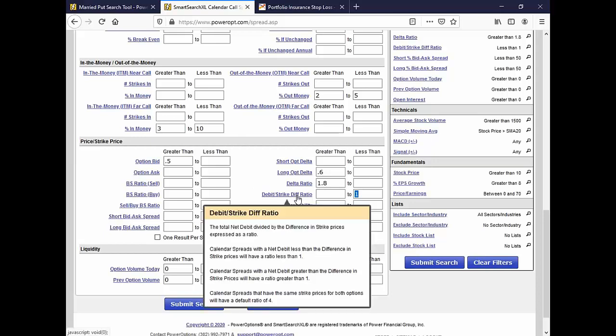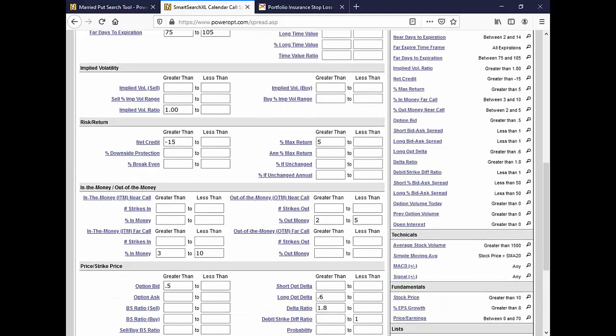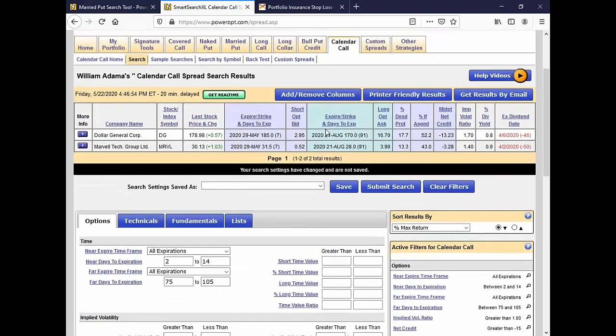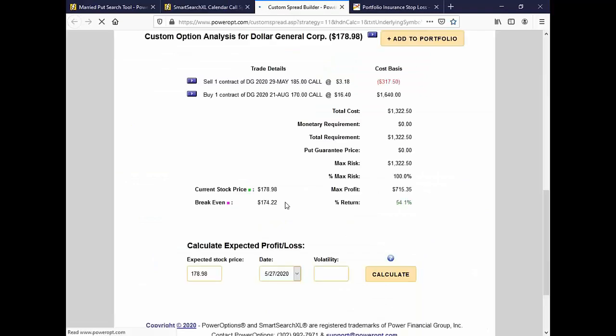But this debit to strike difference ratio, this is the net debit that you're paying to enter the diagonal spread divided by the difference in strike prices. And I always want this to be less than 1. Jim, let's talk about why. We're going to use the Dollar General one, so I'm not messing around with these 50-cent strike differences. But let's just take a look at the profit and loss of the Dollar General position.